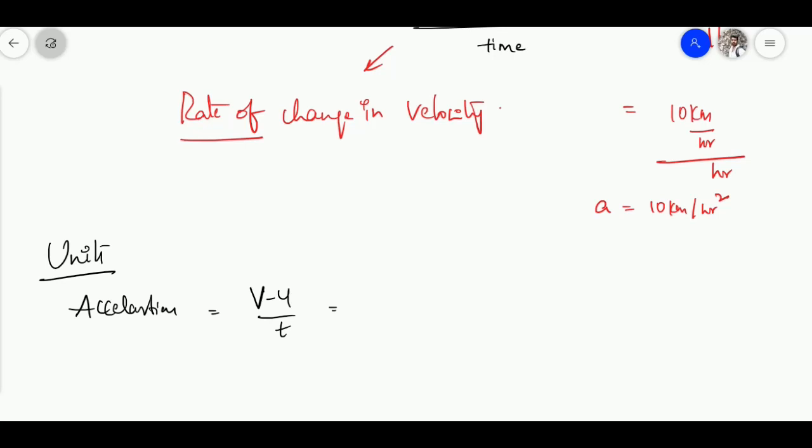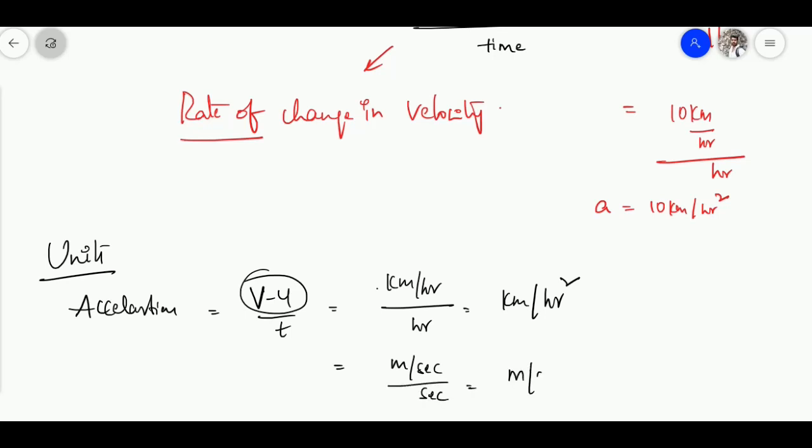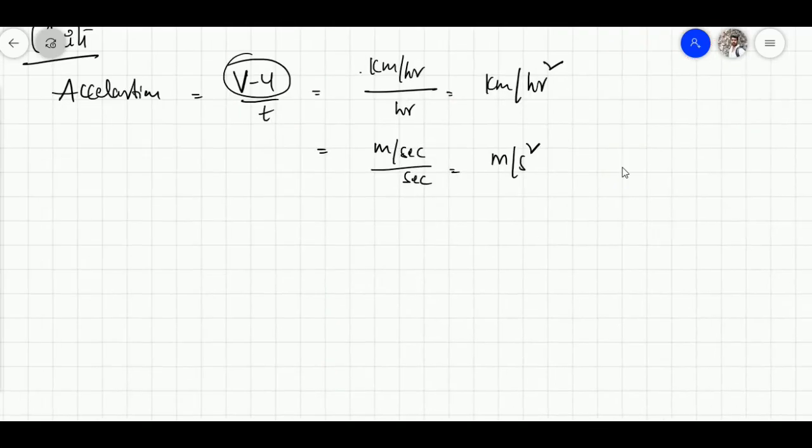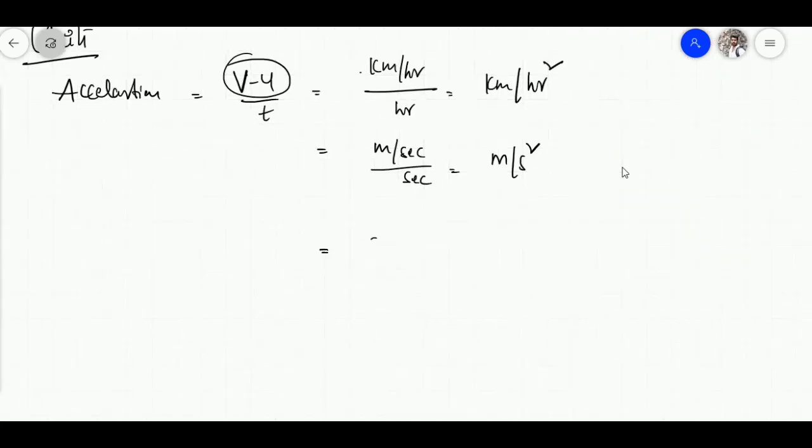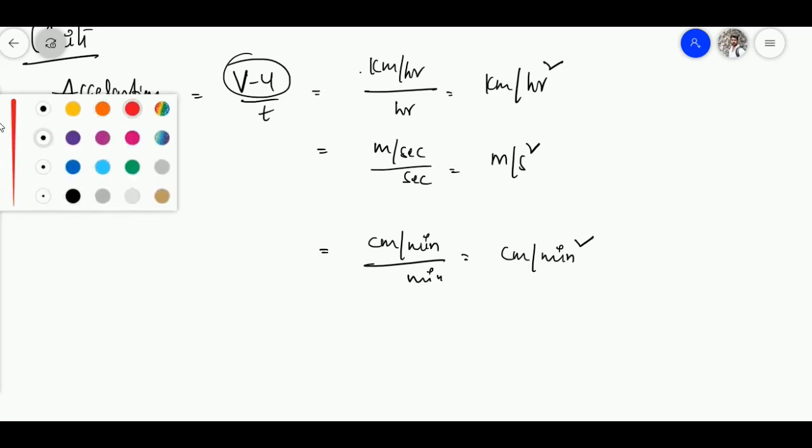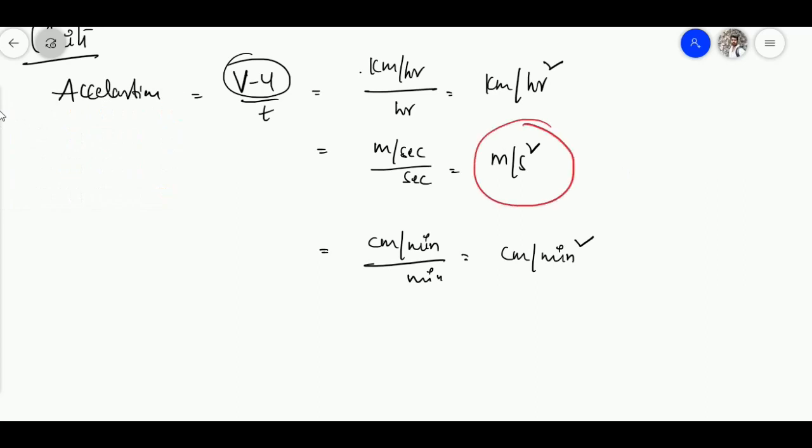What is the final velocity? Okay, unit of acceleration. Simply it is the change in velocity per time. The change in velocity will be in kilometer per hour, per hour, so that is kilometer per hour square. Or else you can get the change in velocity in meter per second, per second, so meter per second square. Or you can use any units. Change in velocity can be in centimeter per minute, per every minute, so that will be centimeter per minute square. Out of all these, the SI unit, which we mostly use or consider, is meter per second square.